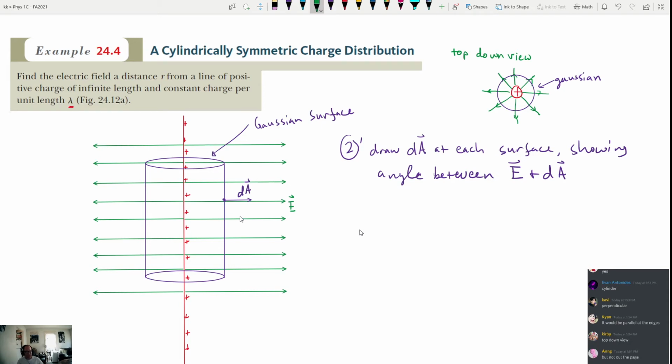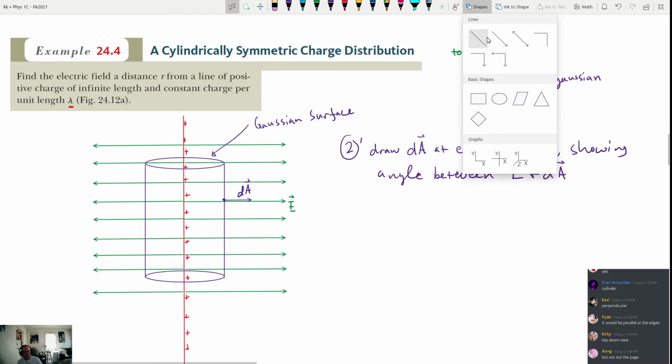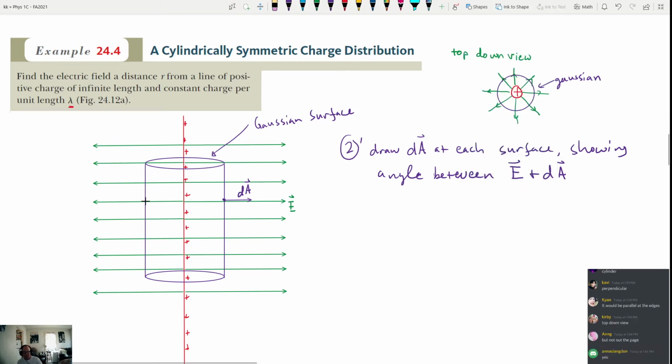Would you all agree? And that same idea is going to be true on the left-hand side over here, that dA is going to point away like that. The electric field at that location is pointing, as you can see, to the left. So again, we have the angle between E and dA is 0, which is good. What about the top surface?